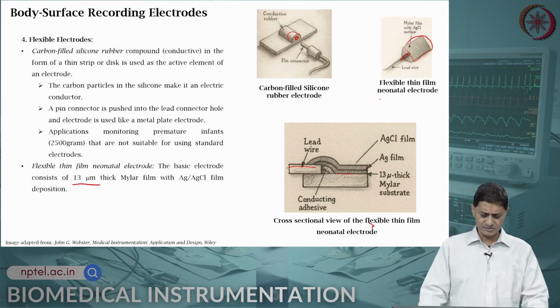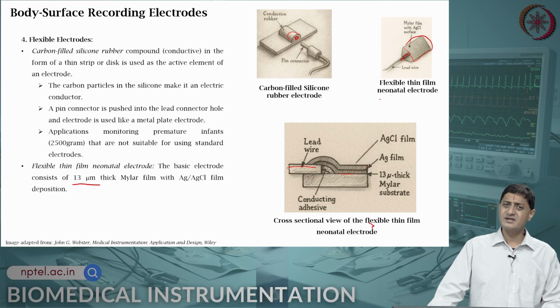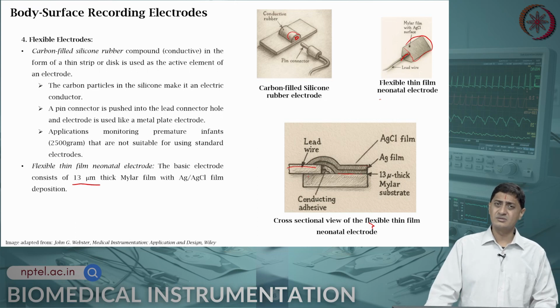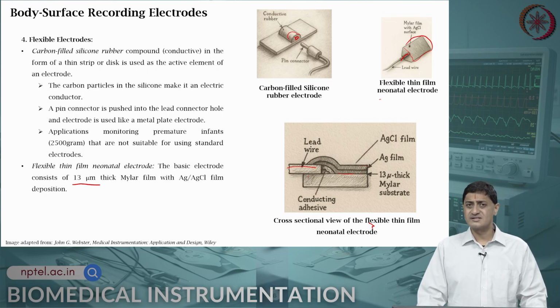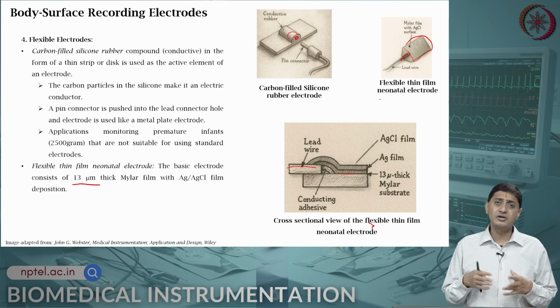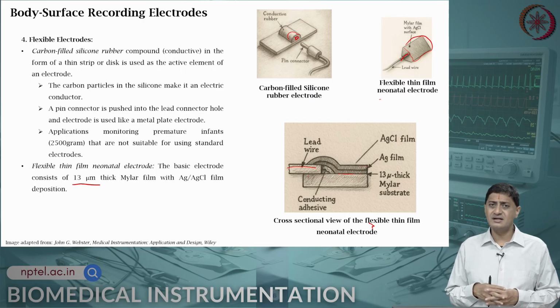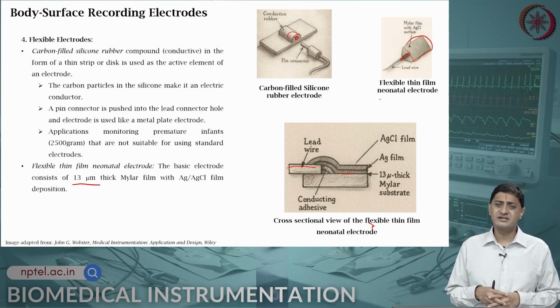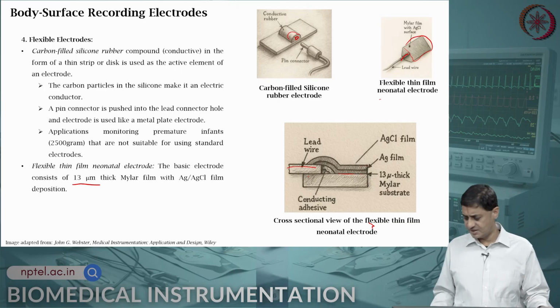Why is this so critical? Because if you place the regular metal electrode, the baby's skin is going to be scraped or scrubbed quite seriously. So you want to use materials that do not affect the skin of the baby in a very big way.